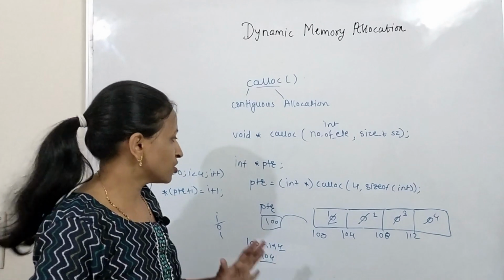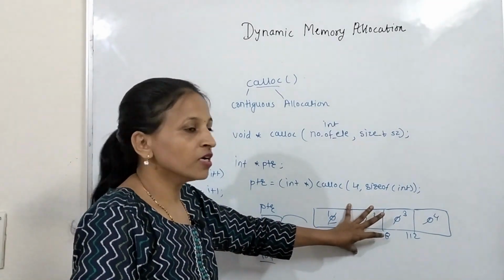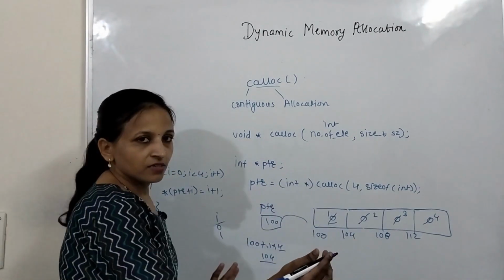Again, the same free function we can use to deallocate this dynamically allocated block, like free(ptr). Getting?